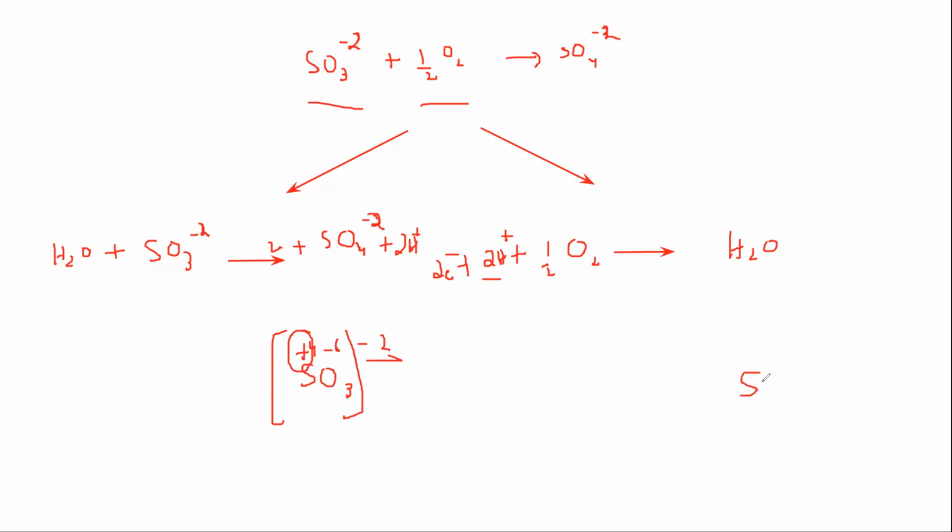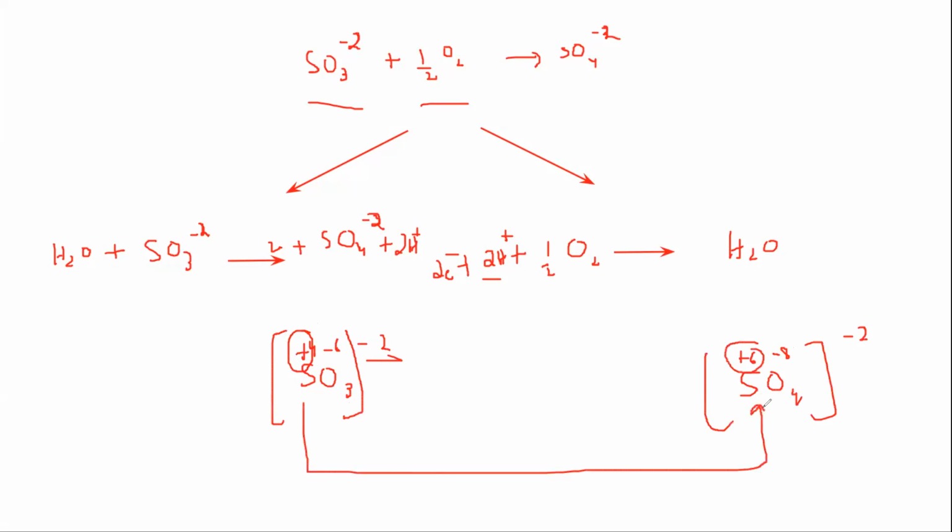But when it forms sulfate ion, the overall charge is -2. So 1 oxygen is -2, 4 oxygen will be -8. So to be -2, it should be +6. So sulfur's oxidation number is changed, but the sulfate valency does not change. Like the charge does not change. In SO3, the charge was -2. In SO4 also the charge is -2. Why does the charge remain the same? Because the oxidation number of sulfur changes.